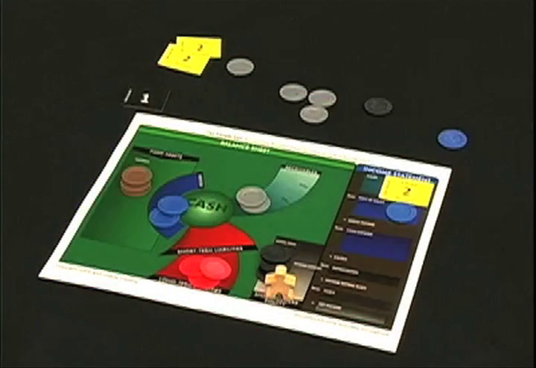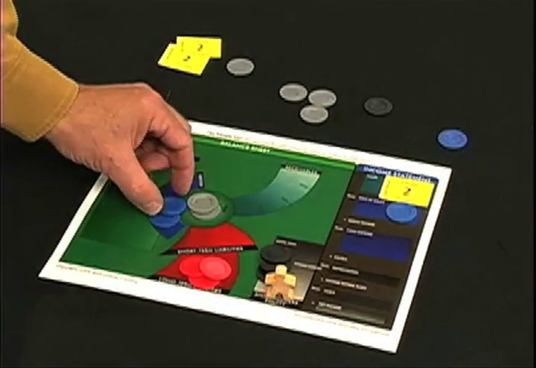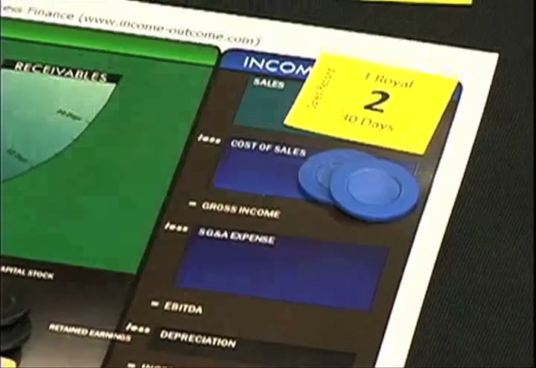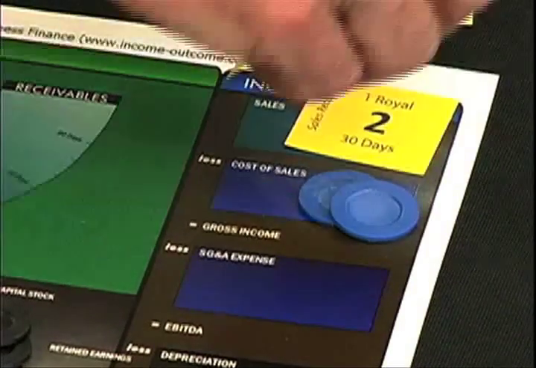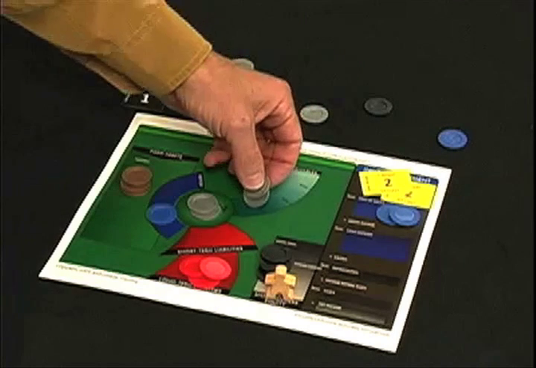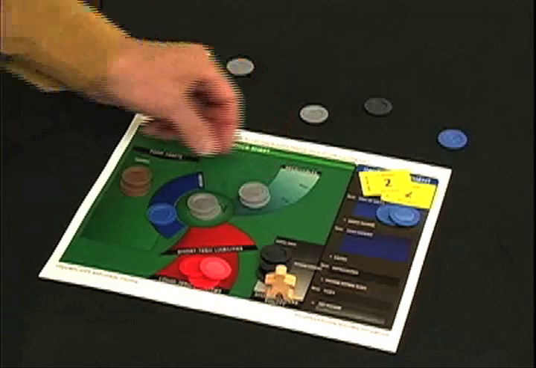That completes month 1, and you make another sale. So a second royal gets shipped out, and the cost of sale is reported on the expenses. You record that sale, and the customer again will pay you in 30 days' time.